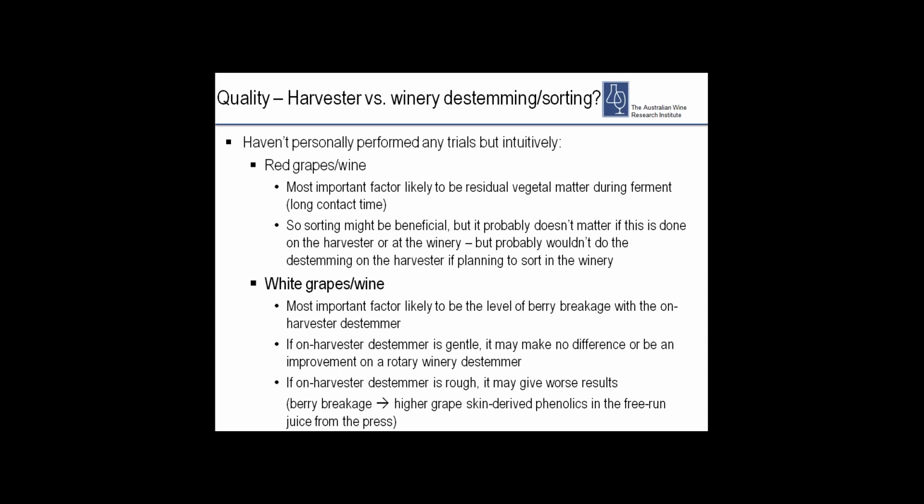But one thing to note with most of the systems described is that they really allow for the destemming and sorting system to be bypassed. And this seems to have got increasingly easier with some of the newer models, because I guess that's what people have asked for. So perhaps you can run your red grapes through the destemming and sorting system and not your white grapes if you desire.